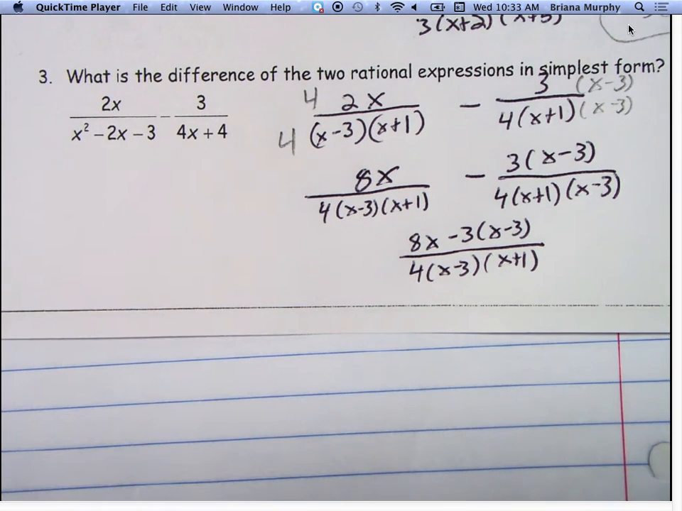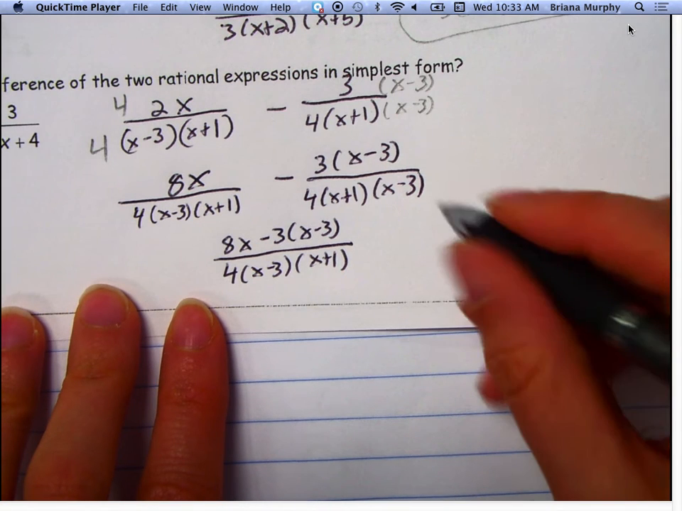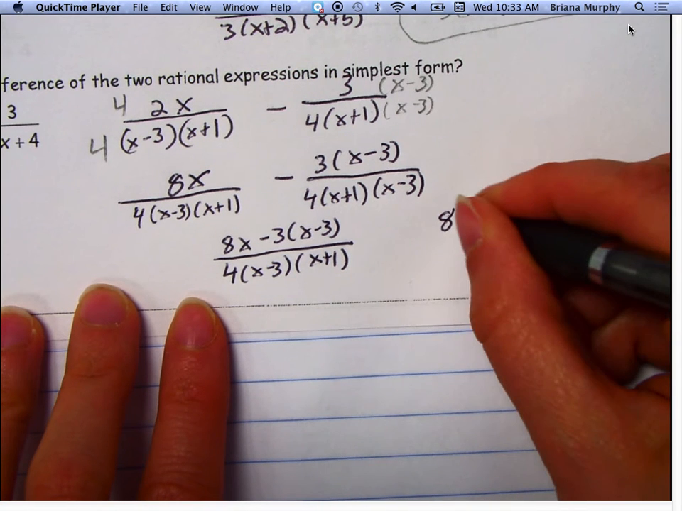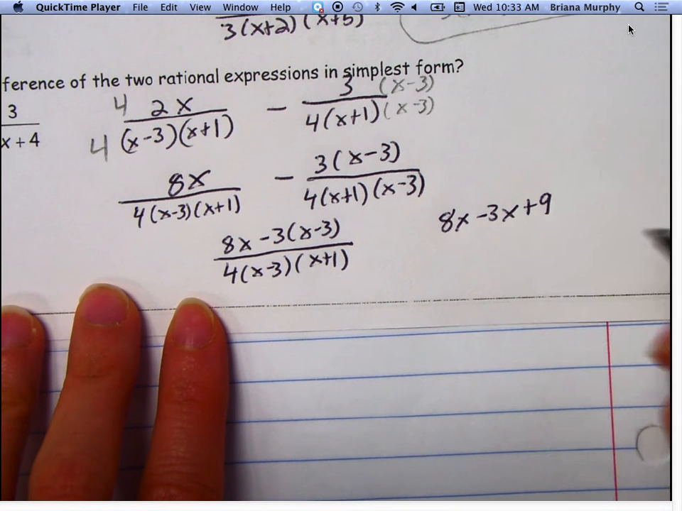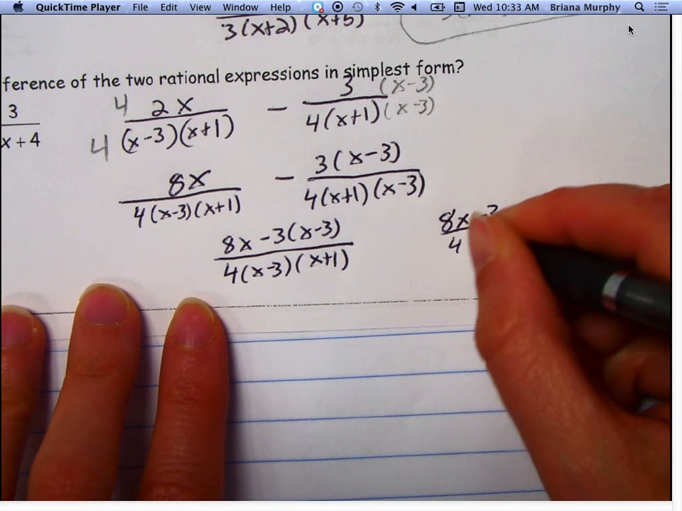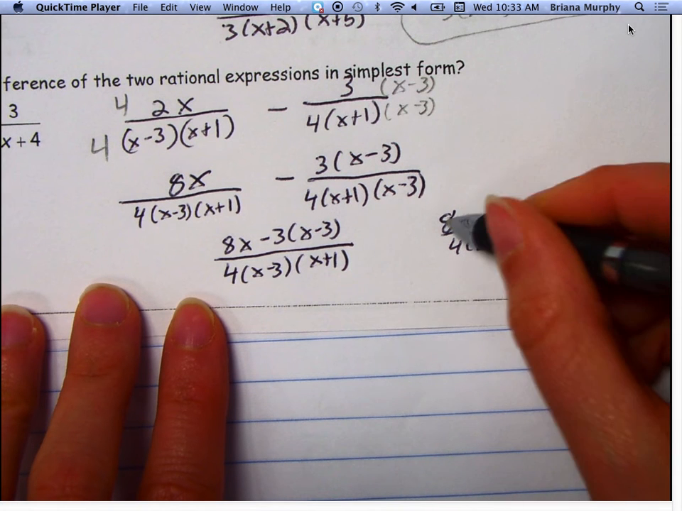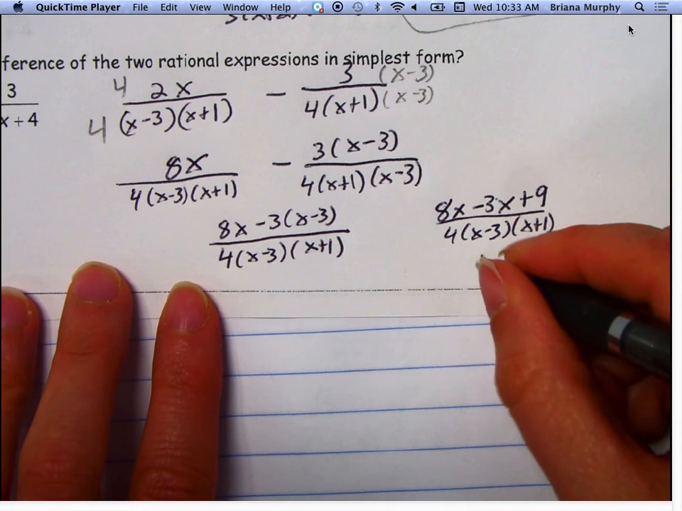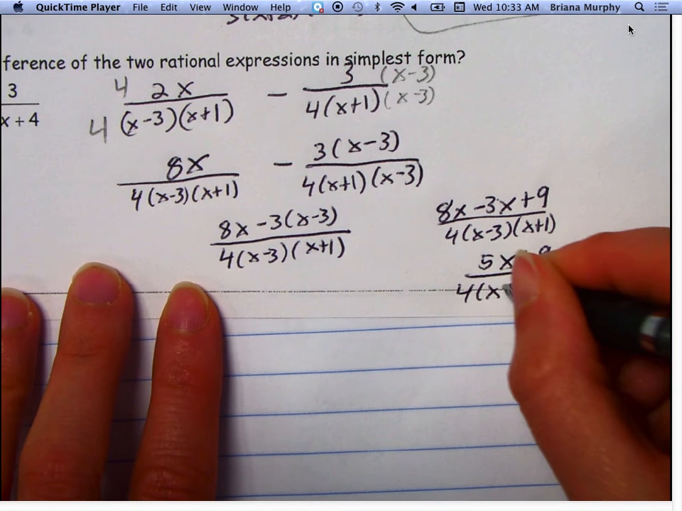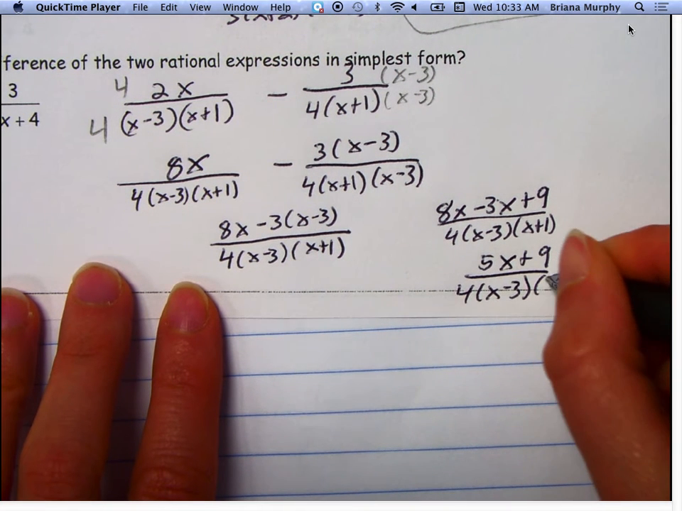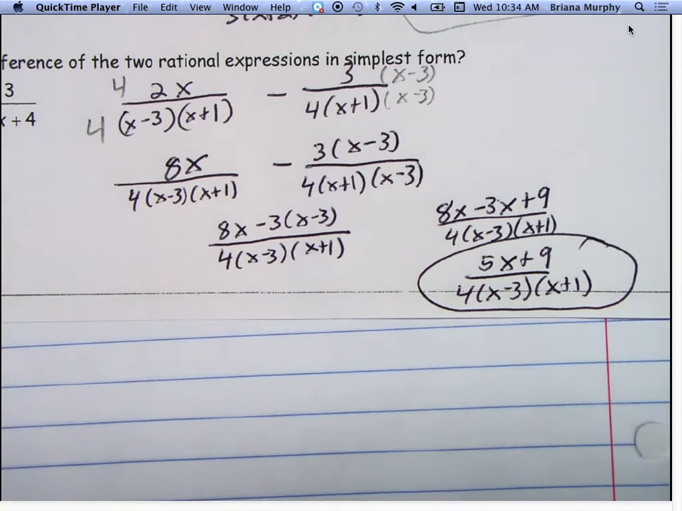Next, I am going to distribute my negative 3 and combine like terms to see if I can simplify it. So I get 8x minus 3x plus 9 over 4 times x minus 3 times x plus 1. And then 8x plus 3x gives me 5x plus 9 over 4 times x minus 3 times x plus 1. And there's nothing I can do to factor the top, so that's as far as I can go.